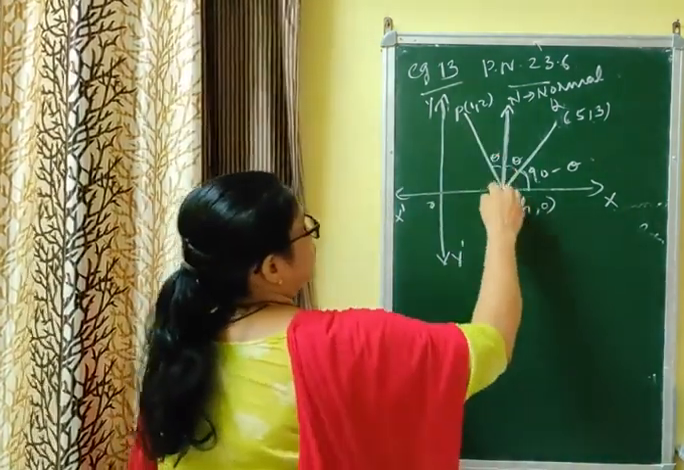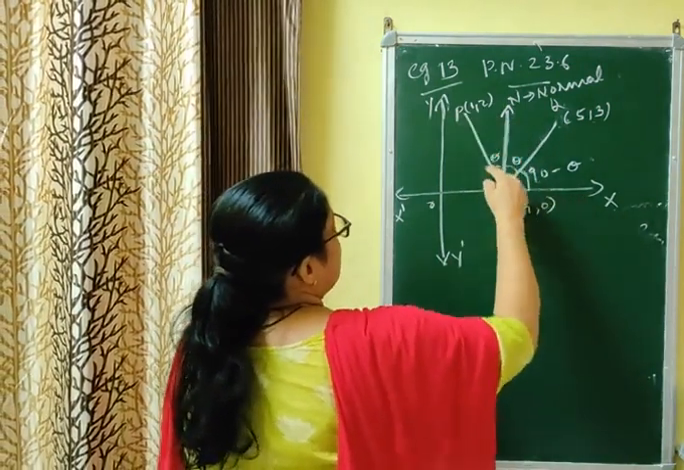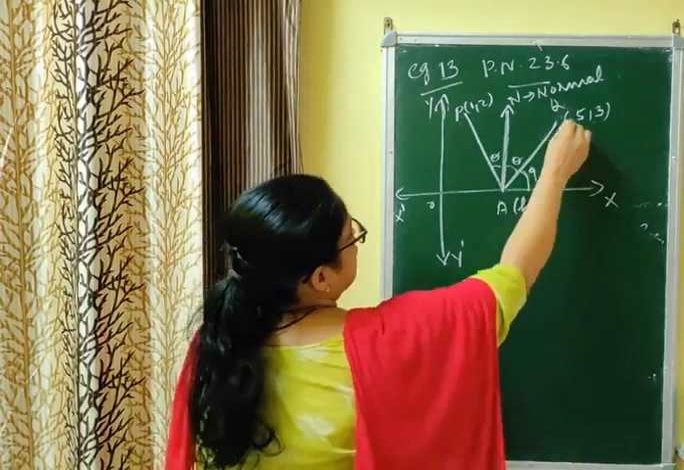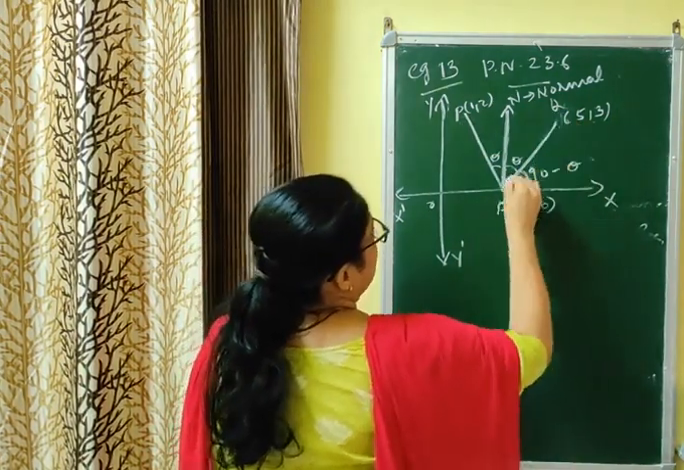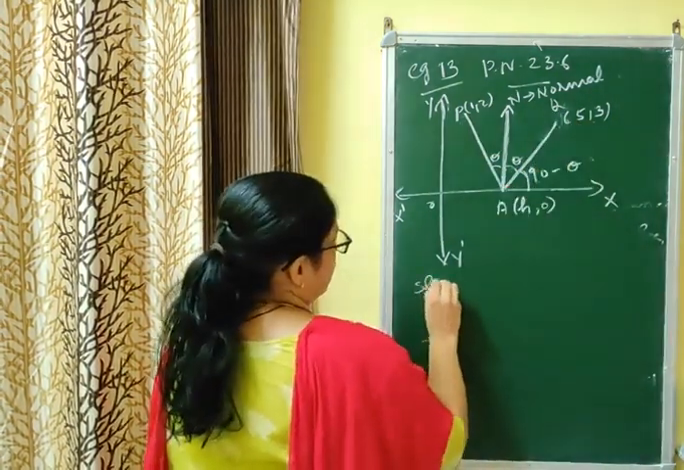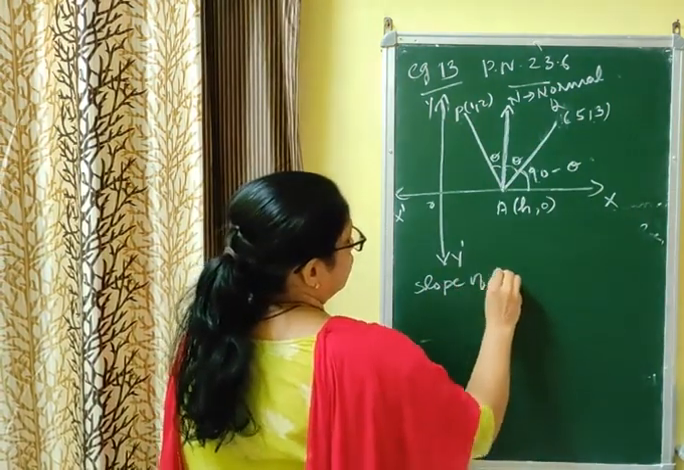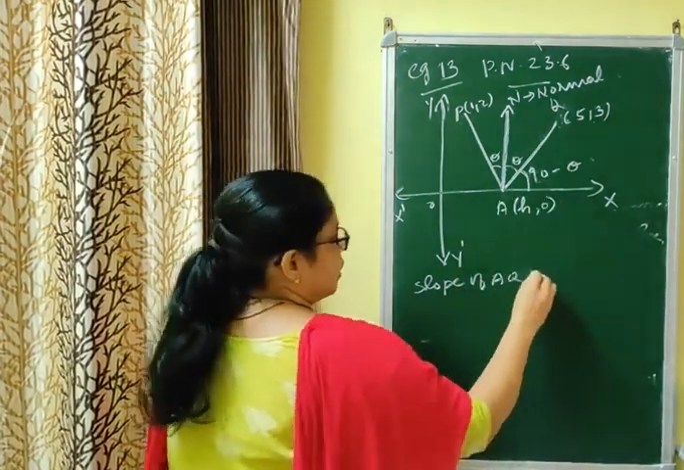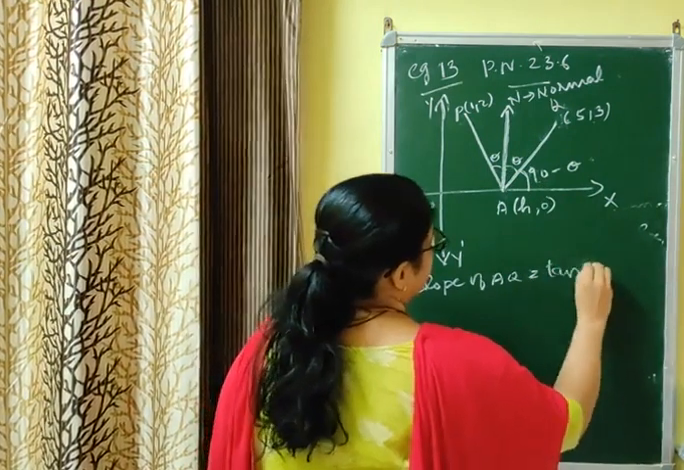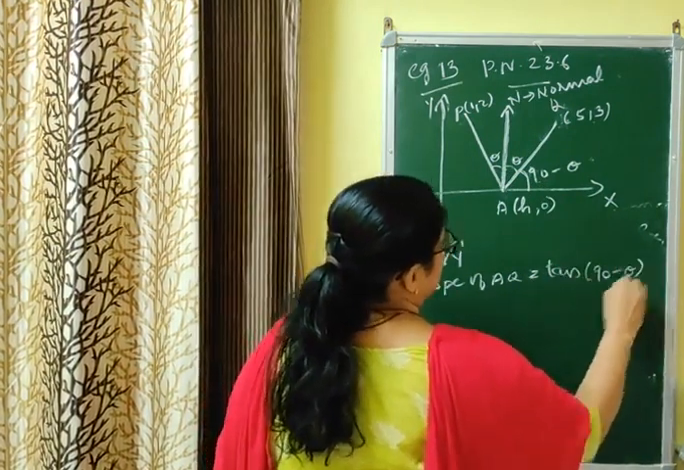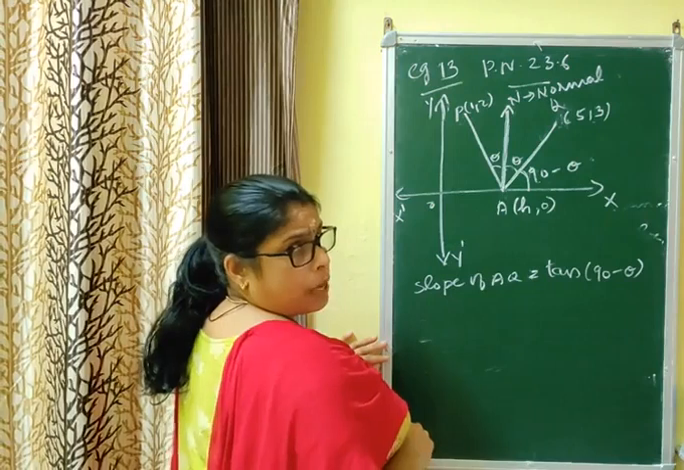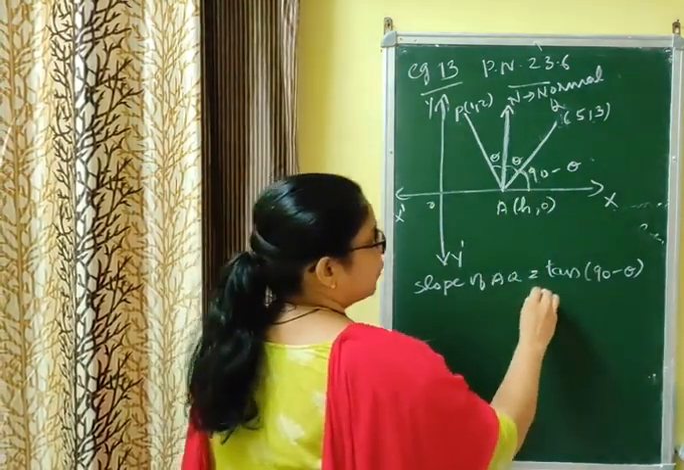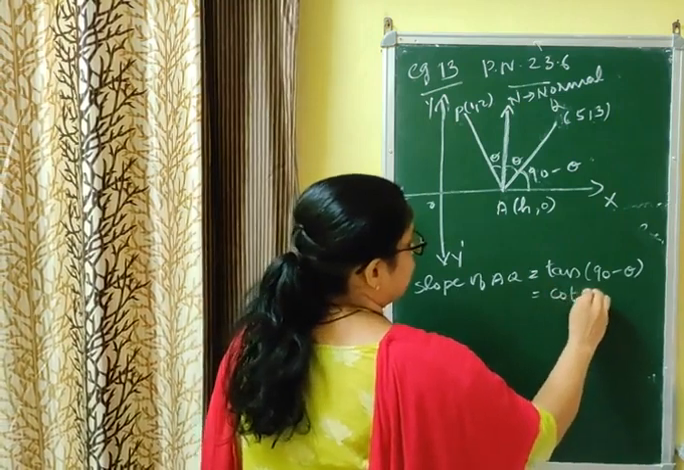That means I am taking this one. First of all, let us take the slope of AQ. Since AQ is making an angle 90 minus theta, the slope is equal to tan of 90 minus theta. Slope m is equal to tan theta, here theta is 90 minus theta. Understand this well: tan 90 minus theta is cot theta.